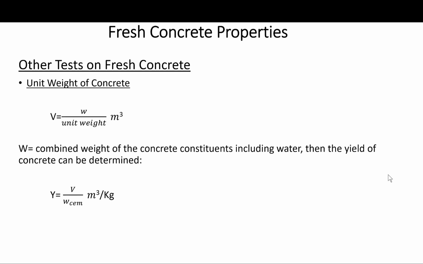The unit weight can also be used to determine the volume of the concrete batch, as you can see in this equation here, which is V equals W over the unit weight, where W is the combined weight of the concrete constituents, including water. Then after that, we can determine the yield from this equation, which is the volume per the weight of cement, in cubic meter per kilogram.